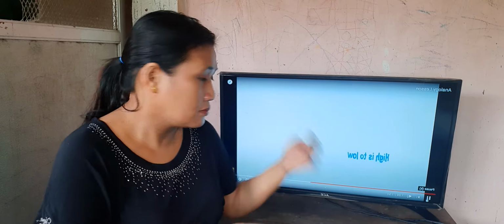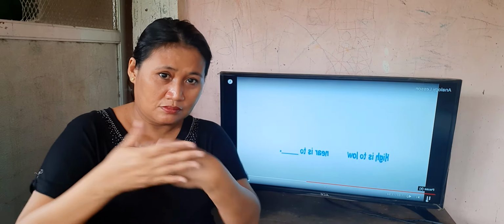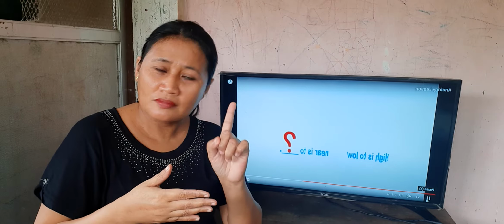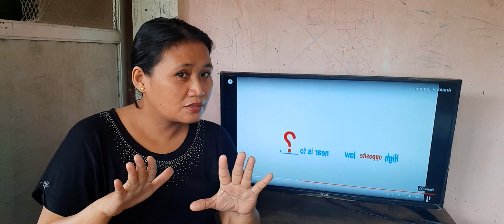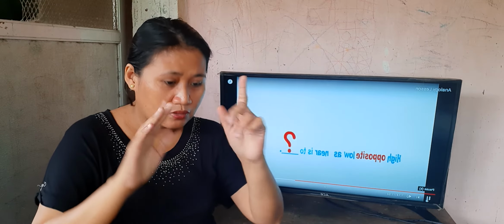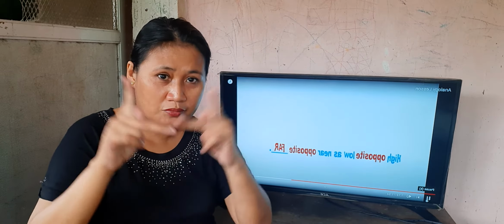High is to low as near is to what? Do you know what word would finish this analogy? High is the opposite of low, the same way that near is the opposite of far.